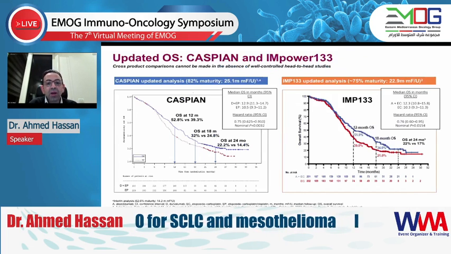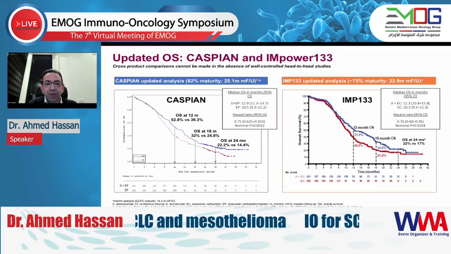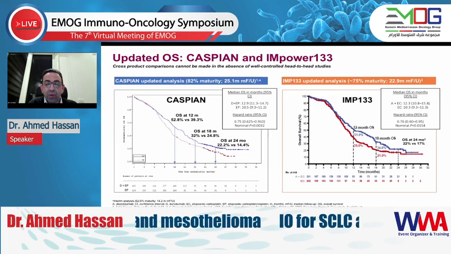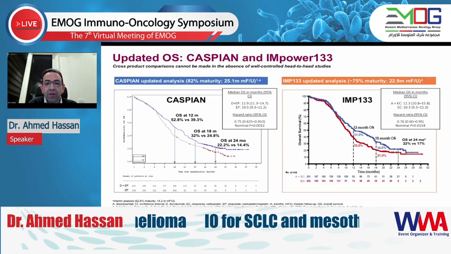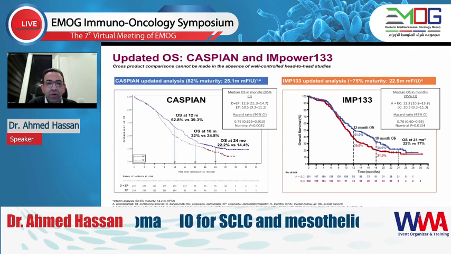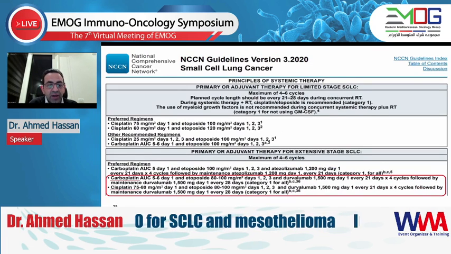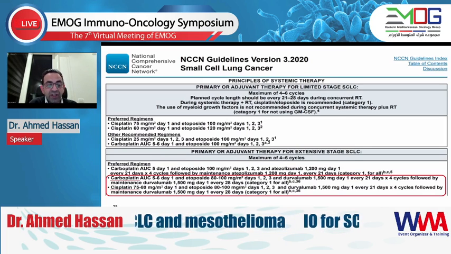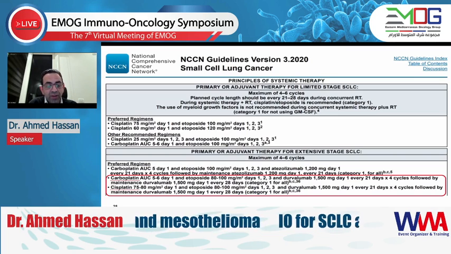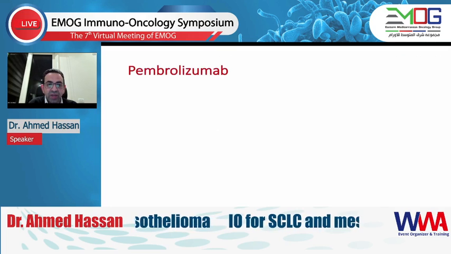This slide compares, puts in front of your eye, the two studies, the Caspian and the IMpower 133. So you have an identical hazard ratio, and you have a similar amplitude of benefit in terms of overall survival. That's why if you look at the NCCN guidelines, you'll find both agents mentioned, but the difference is that you can combine durvalumab with cisplatin, but you cannot combine atezolizumab with cisplatin because of the design of the study.